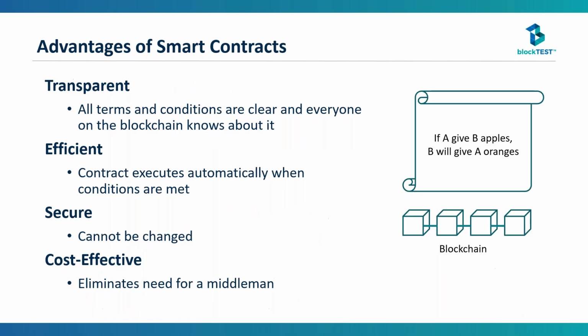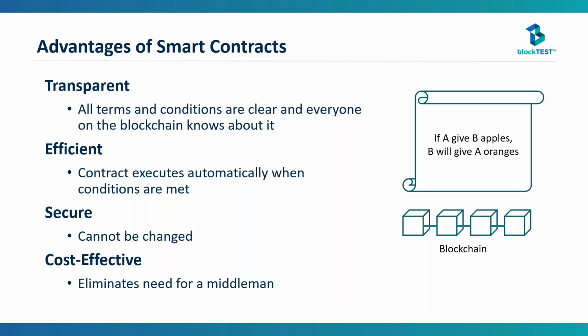So the reason why we want to use a smart contract is, it's transparent because it's in code. All terms and conditions are extremely clear and everyone on the blockchain can see it and knows about it. It's efficient because once the conditions are met, say A has 10 apples and B has 15 oranges, the contract is executed automatically. So there will be no waste of time, and we are certain that the contract is fulfilled.